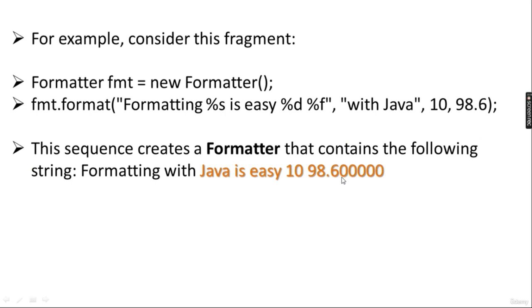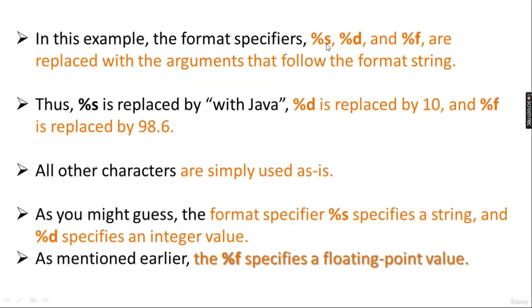Formatter fmt = new Formatter(); fmt.format("Formatting is easy with %s %d %f", "Java", 10, 98.6). The first format specifier %s is related to the string, so it will be replaced with Java, then %d is replaced with 10, and %f is replaced with 98.6. So the output is: Formatting is easy with Java 10 98.6. Okay. The format specifiers %s, %d, and %f are replaced with the arguments that follow the format string. %s is replaced with Java, %d is replaced by 10, %f is replaced by 98.6. All other characters are simply used as they are.